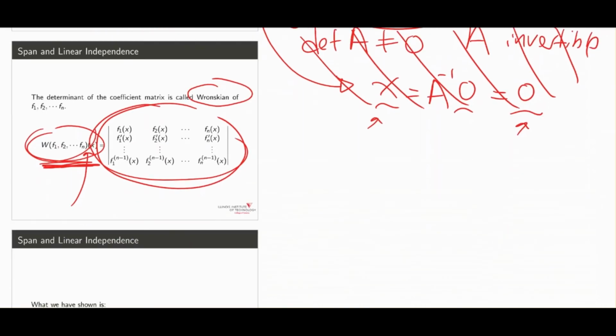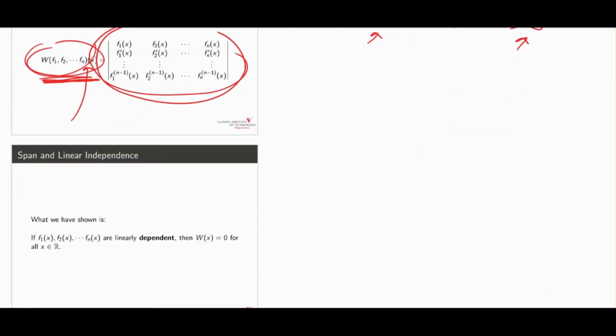Okay, so let's regroup. What have we shown so far? With this new terminology, what we have shown is that if we start with the functions being dependent, then the Wronskian must be 0 for all x.